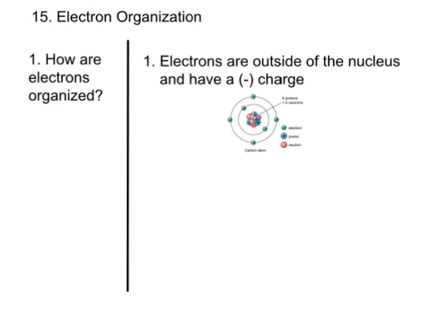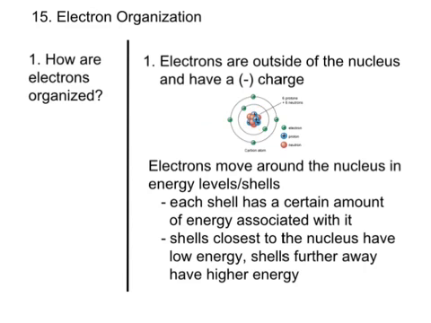Here's an example of a carbon atom. Again, we've got the protons and the neutrons inside of the nucleus there in the middle. And then on the outside, we've got the electrons. Remember, the electrons are negatively charged, okay? And they are in what we call energy shells or energy levels around the nucleus.